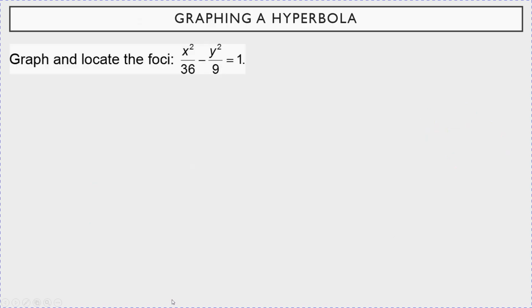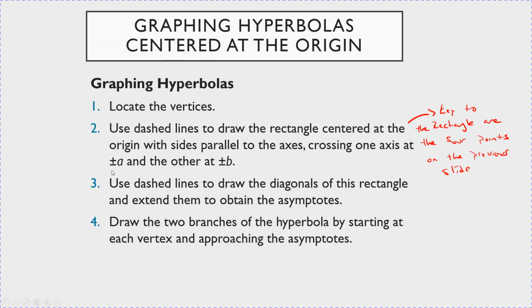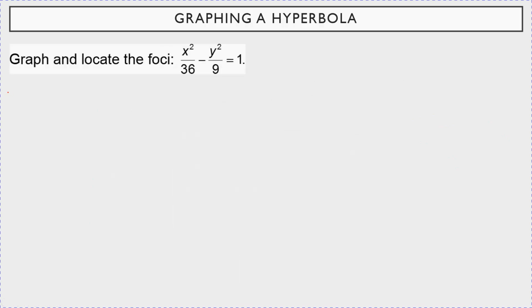All right, so let's graph this, and we're also going to locate the foci. I'll show you how to find the foci. It's pretty straightforward. The first thing you're going to have to do, notice how the x squared is first, and then it's minus y squared. That means the graph is going to look like this. Notice it's x squared first, so it's going to look like this. So I'm going to rewrite it.